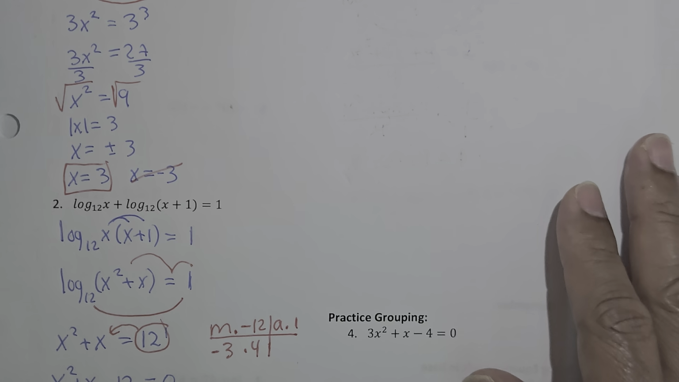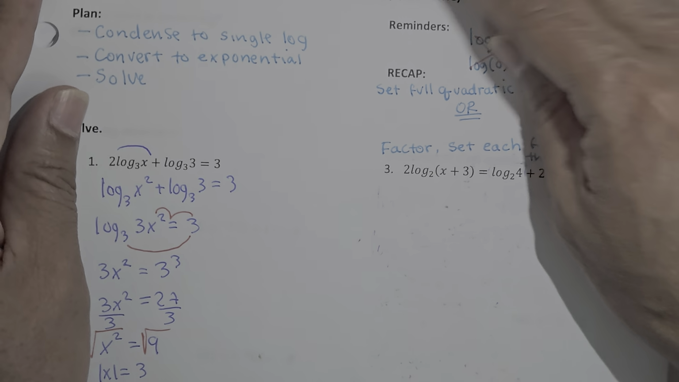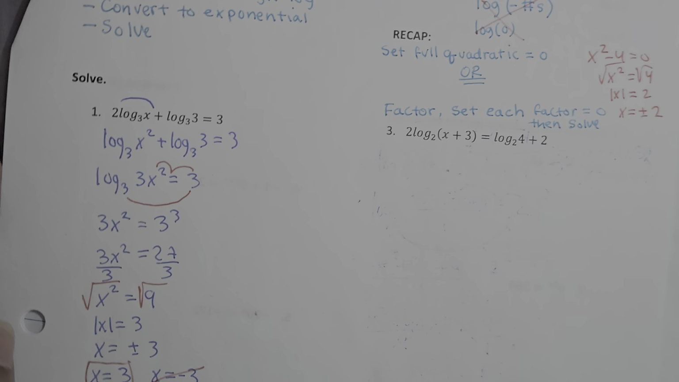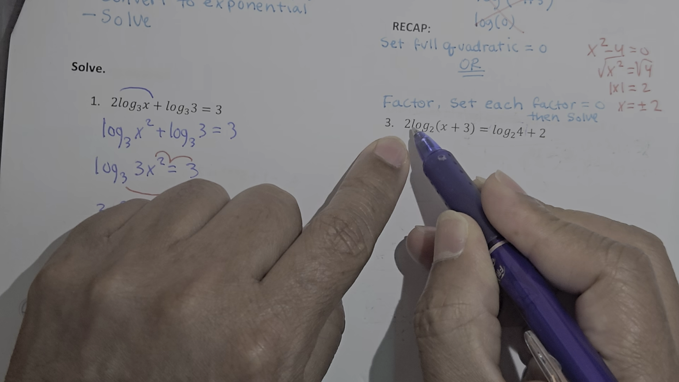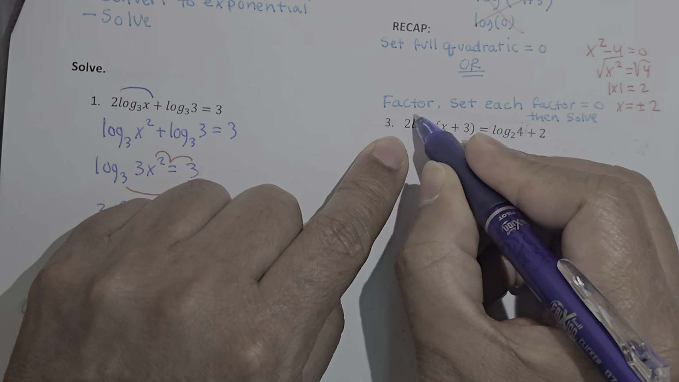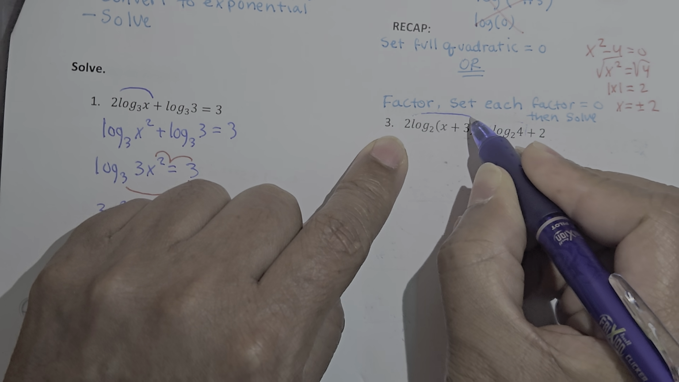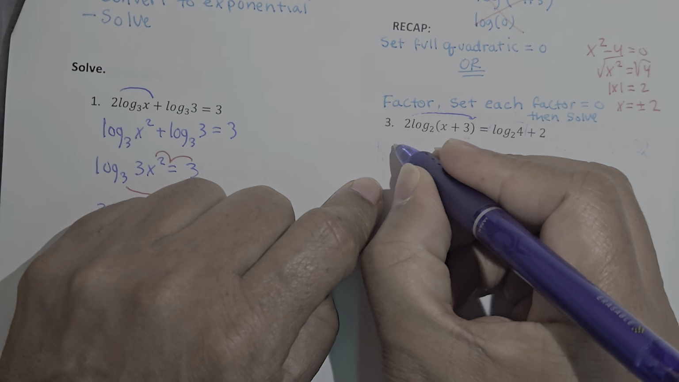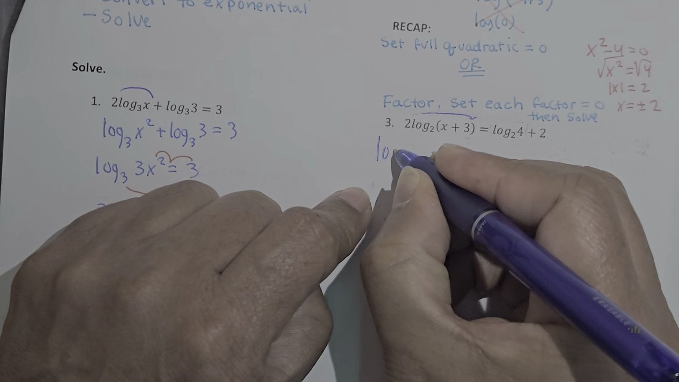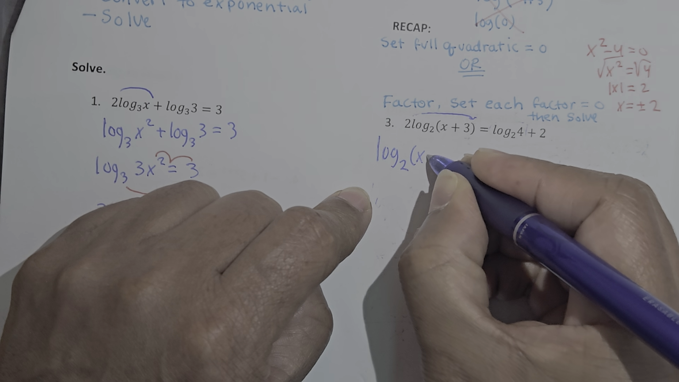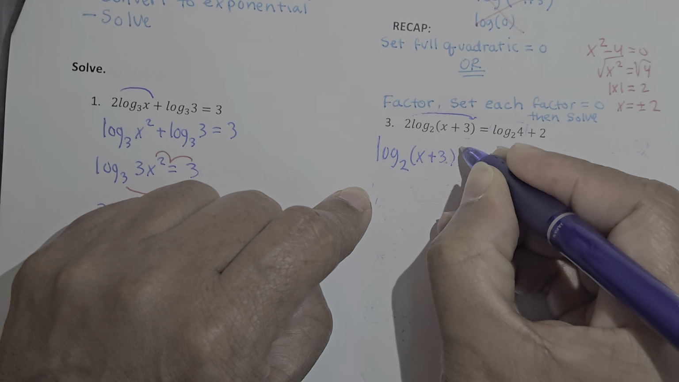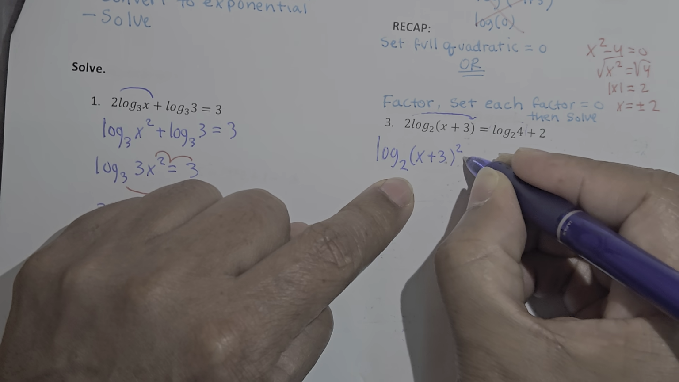This one, I'm going to go over along with you because this one will be a little bit more involved. Notice that we have a 2 in front of this log. This means we have to apply the power rule. I'm going to do that first. I'm not going to condense to a single log yet. I'll get to that part in a moment. So this becomes x plus 3, applying the power, squared.